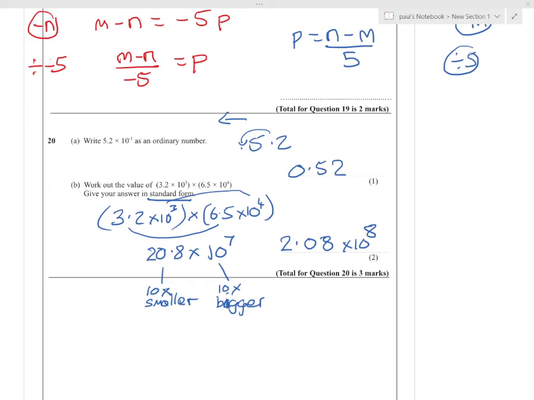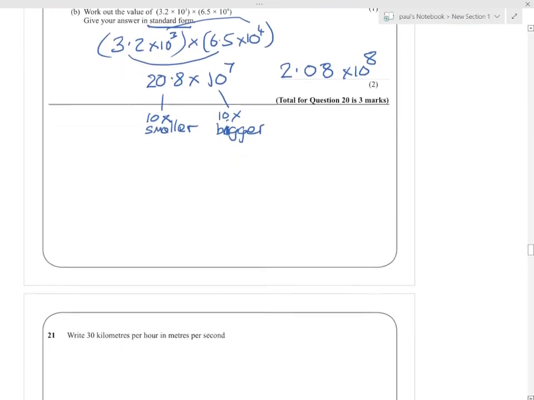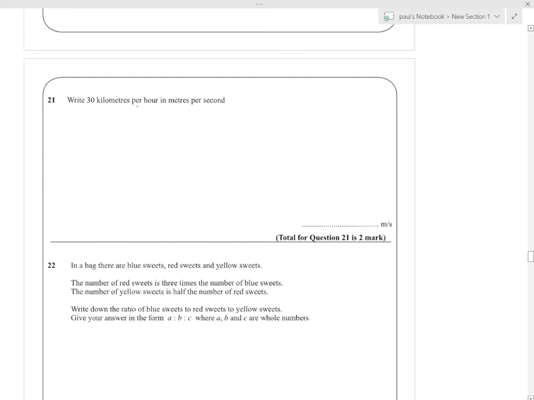That's a much easier way of doing it. What's 30 kilometers per hour in meters per second? Right, 30 kilometers per hour.